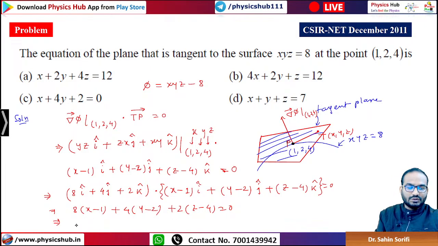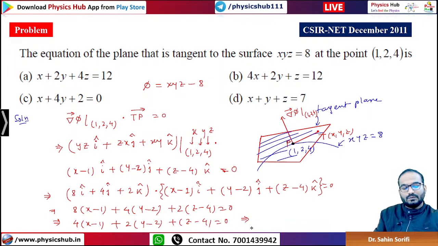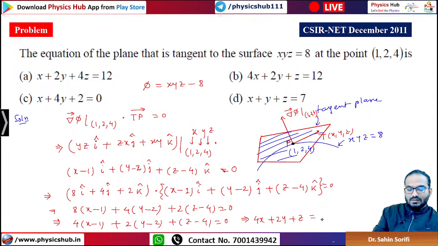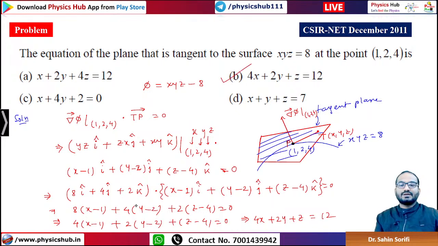Now you take 2 common, so 4 times (x minus 1) plus 2 times (y minus 2) plus (z minus 4). If you simplify it even more, what do you get? You will get 4x plus 2y plus z is equals to 4 plus 4 plus 4, so 12. So 4x plus 2y plus z is equals to 12. So in this way you evaluate the solution.